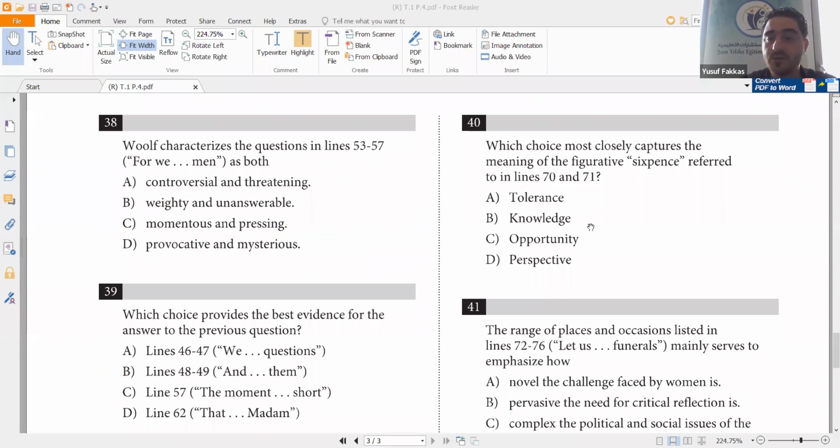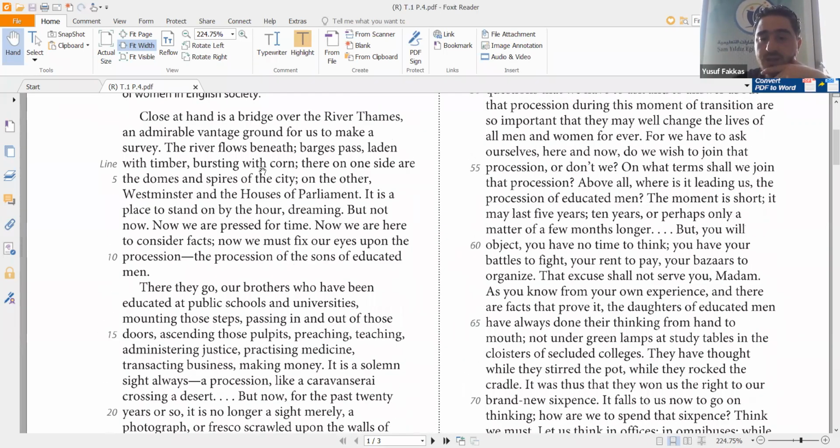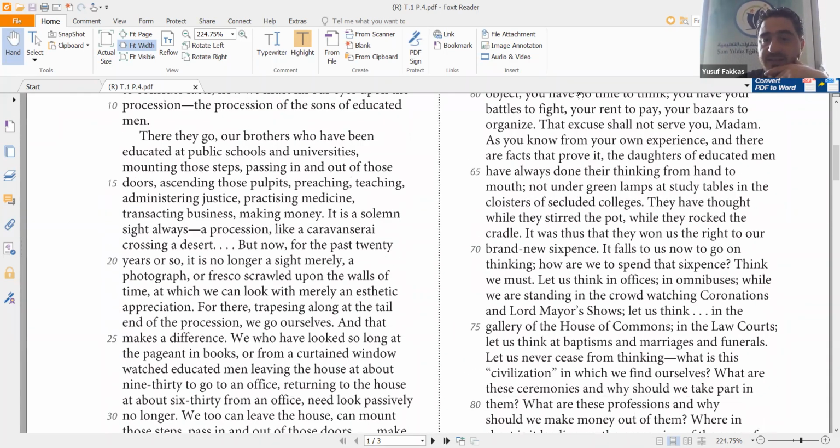Last time, if you remember, we also talked about the sixpence. And we said, of course, it's figurative. And they mentioned that in the question. Look, they said, which choice most closely captures the meaning of the figurative sixpence referred to in lines 70 and 71? Because we said sixpence is a coin. And of course, it doesn't mean a literal physical coin. It's used figuratively. But we need to figure out what exactly she means by that. And the word is used in lines 70 and 71, which is here.